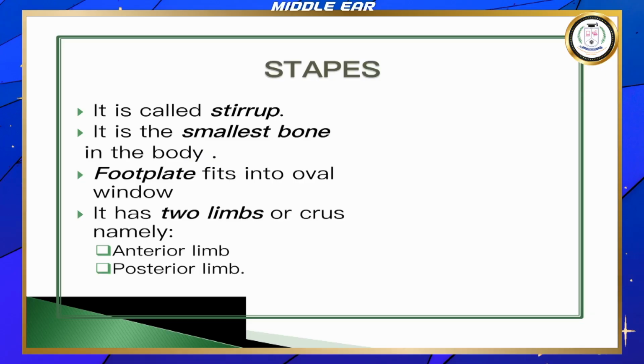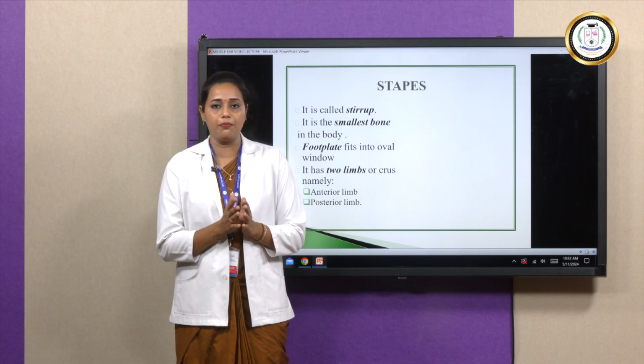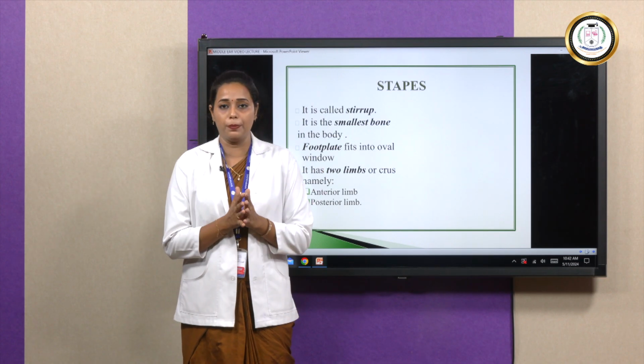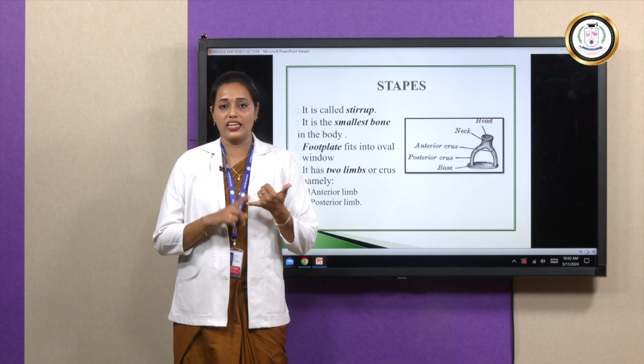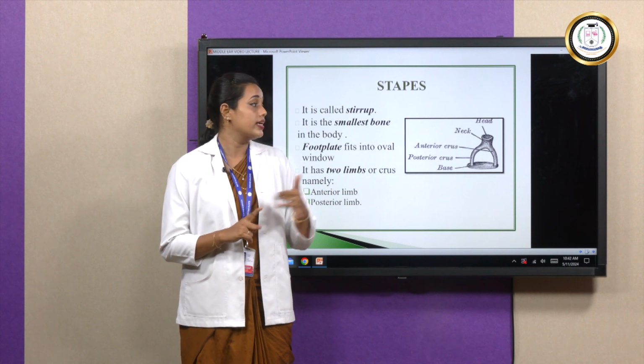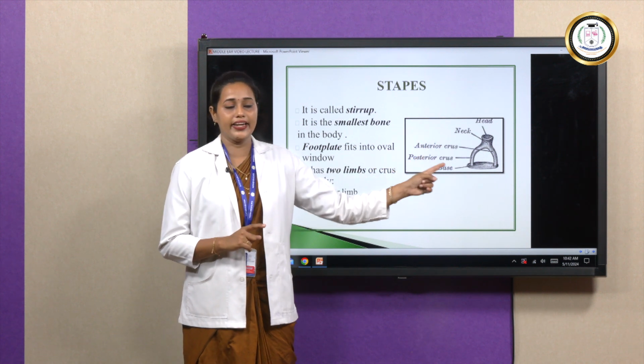Next comes the stapes. The stapes is also called as stirrup. It is the smallest bone of the body. When compared to all the other bones, this is the smallest bone in our body. It has a footplate, which is also known as base, and it has two limbs or two crura, one anterior crus and one posterior crus, and also has a head and neck.